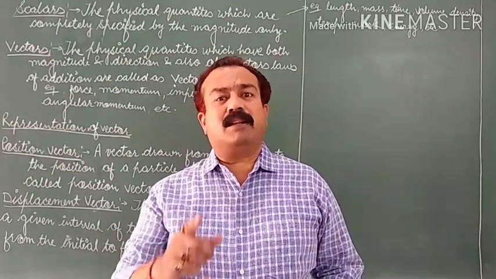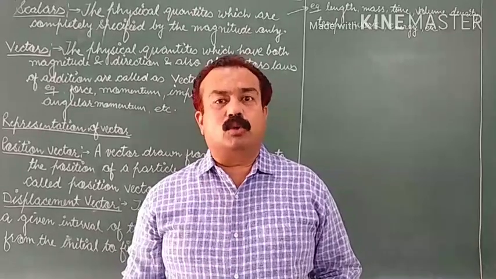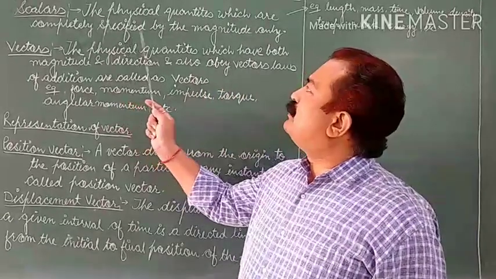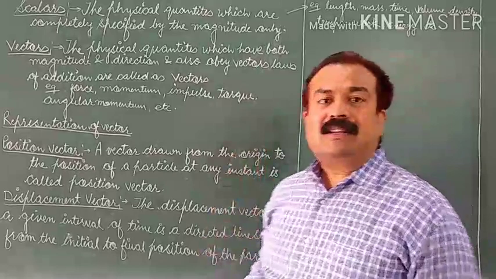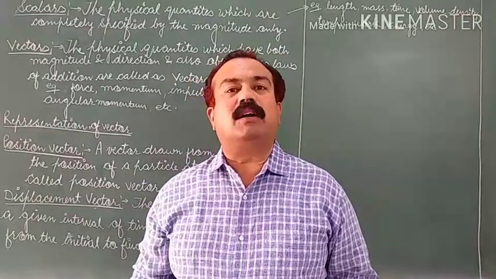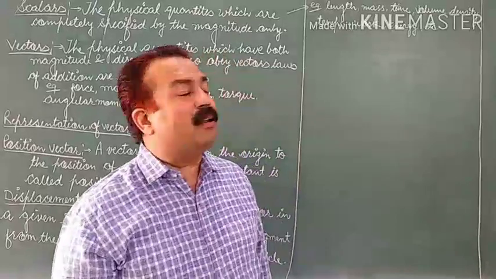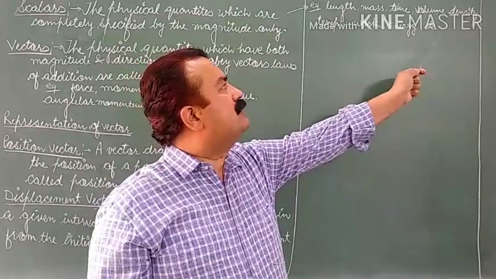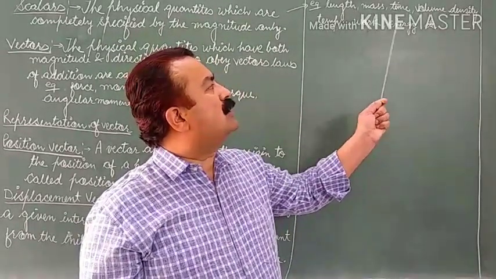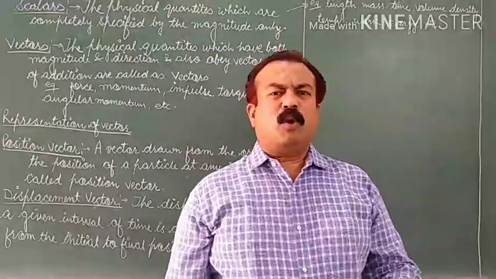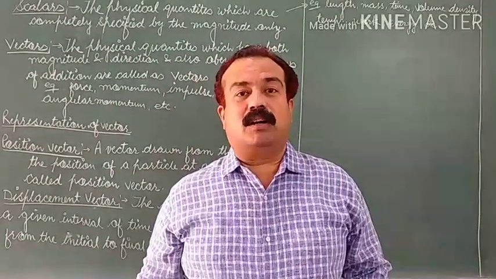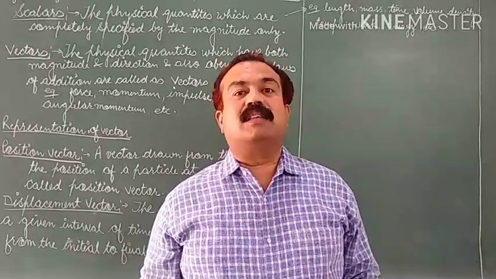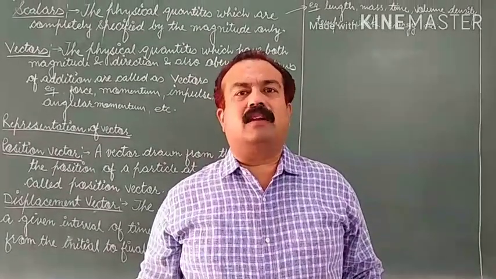So scalar quantities, I am telling you again, are those physical quantities which are completely specified by the magnitude only. These are called scalar quantities. And the examples of scalar quantities are length, mass, time, volume, density, temperature, work, energy, and many more. One special scalar quantity I have not written here because I will discuss one example related to that. I think you understand scalar quantities.